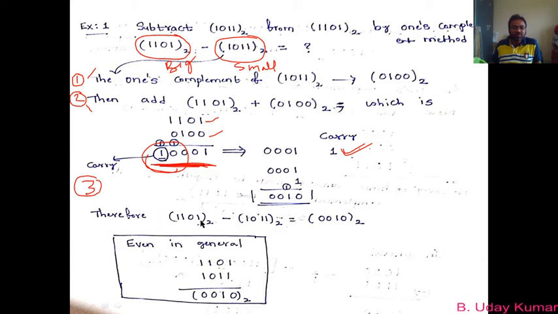This is the answer that we get by using ones complement method. So the answer is what? Here we have written 1101 to the base 2 minus 1011 to the base 2. How much are we getting? 0010 to the base 2. Even by using the general method of following the rules of subtracting one binary number from the other, we get the same answer. So you can check here, 1101 minus 1011. What do you get?